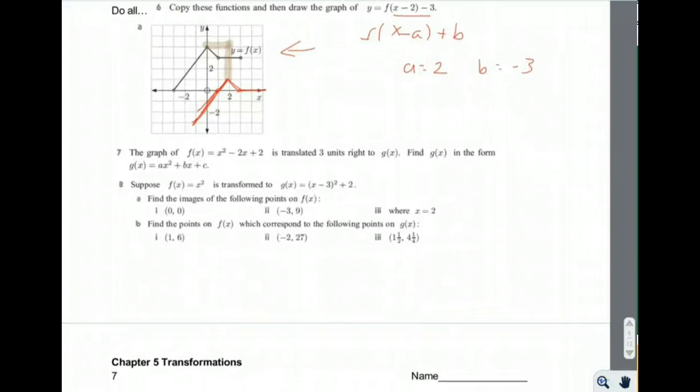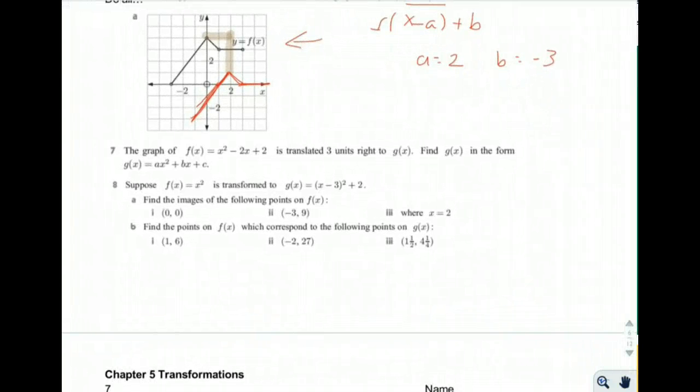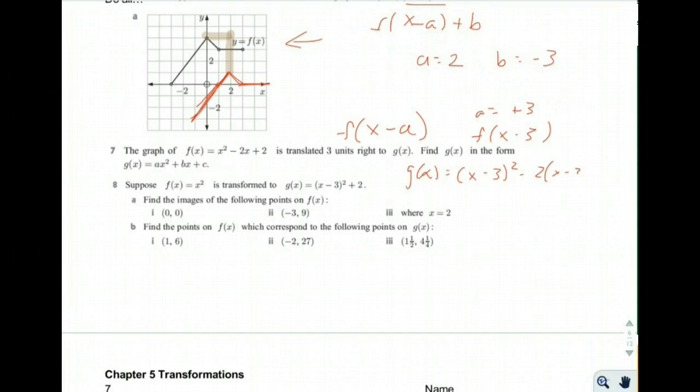Okay. 7. The graph of x squared minus 2x plus 2 is translated 3 to the right to g of x. Find g of x in the form ax squared plus bx plus c. So if you know that it's going to translate 3 to the right, that's the same thing as saying f of x minus a, and a with 3 to the right would be positive 3, right? So it would be f of x minus 3. So what you could do is you could just say, okay, g of x is actually equal to x minus 3 squared minus 2x minus 3 plus 2.